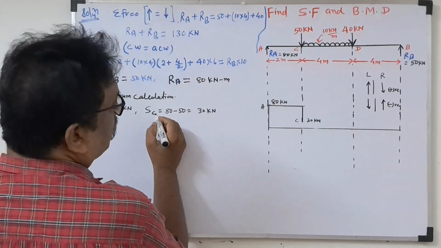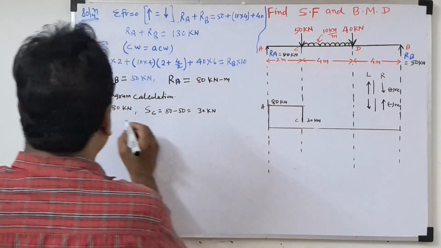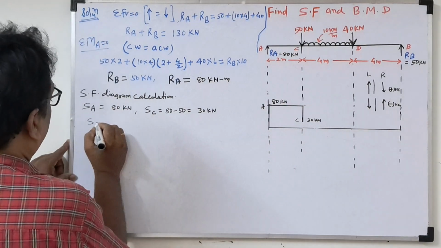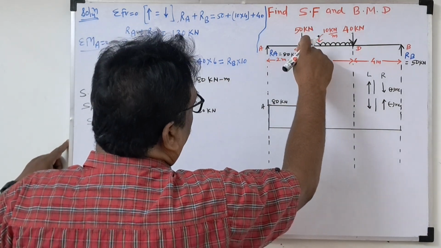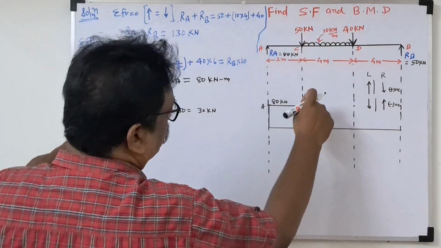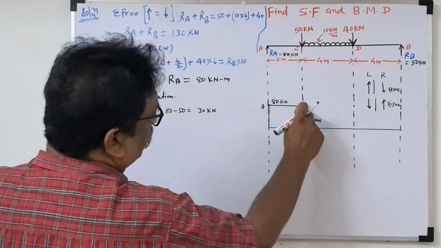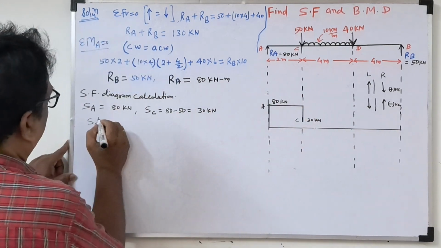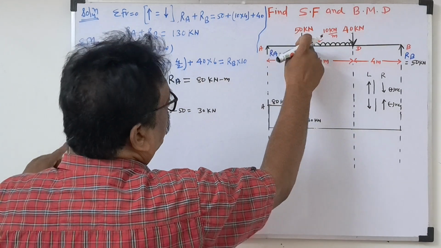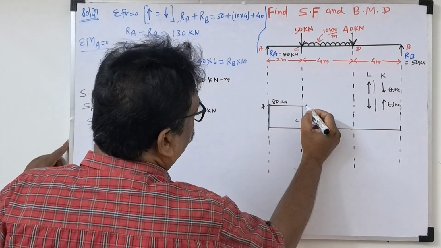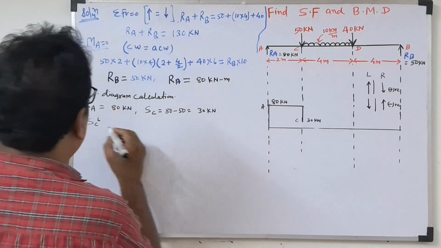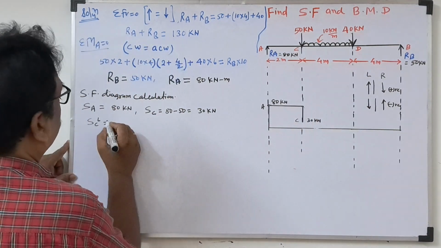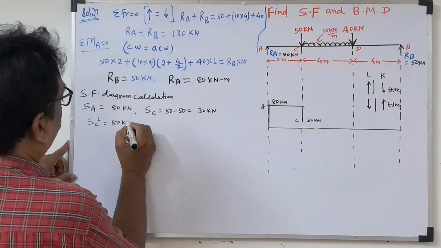So SC, if we take SCL here, just look, because here the point load is there and the UDL also starts. So what will be there at the cutoff point? SCL means just before this point. Just before this point, how much is there? 80 only. So SDL will be 80 kilonewton.